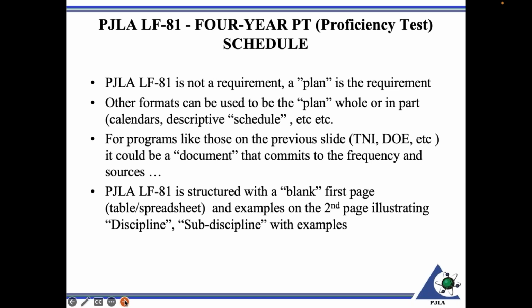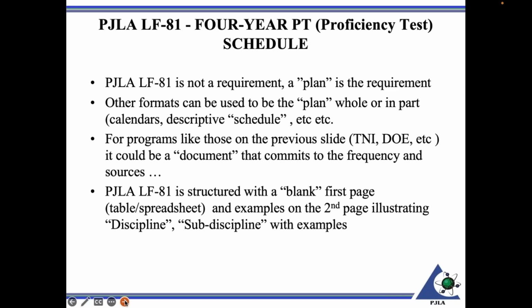So you'd say, well, we have a document, and some people actually interpret that you have to fill it out. And that's not true. It's the LF81, and when you're talking to labs, do they have to fill that out? And we say no.